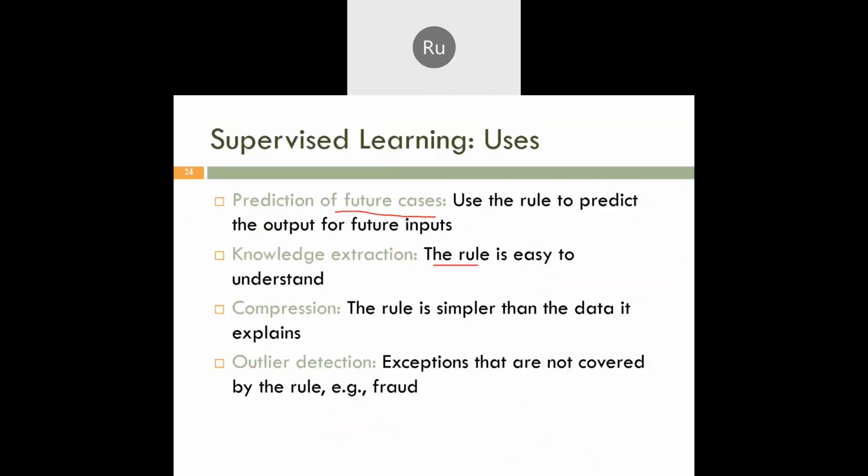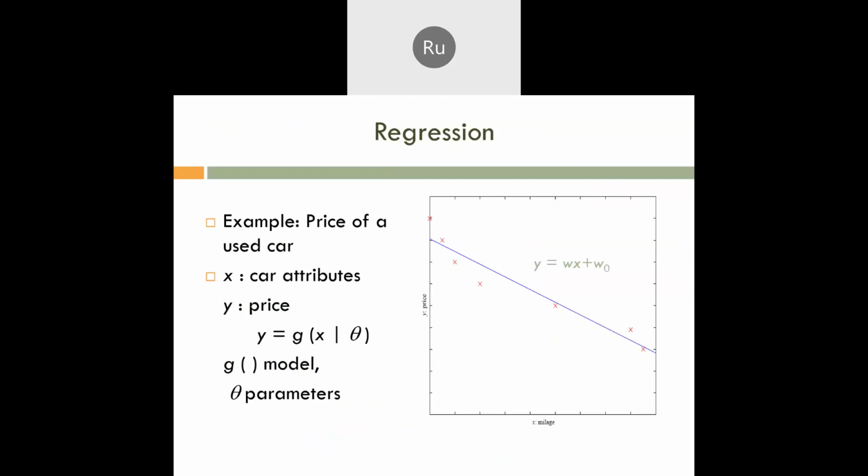Okay, outlier detection. This one we can use clustering. You will learn clustering as well. And just now was the classification. This is regression, predicting the numerical value.